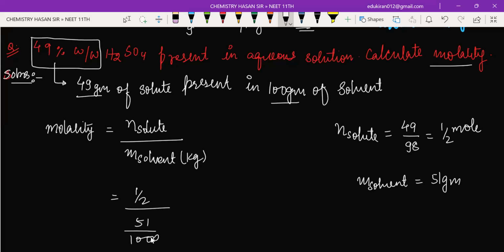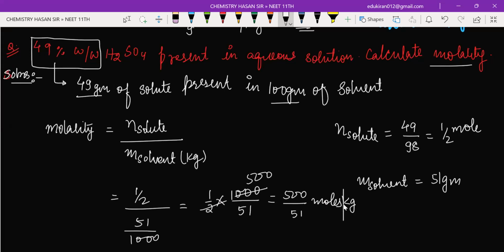51 by 1000. What is 9.8? Answer? Yes, sir. I will just check it. 1000 upon 51. So it will be 500 upon 51 moles per kg. Or you can write basically 500 divided by 51, that is 9.8 M, or moles per kg. Very good, all of you.